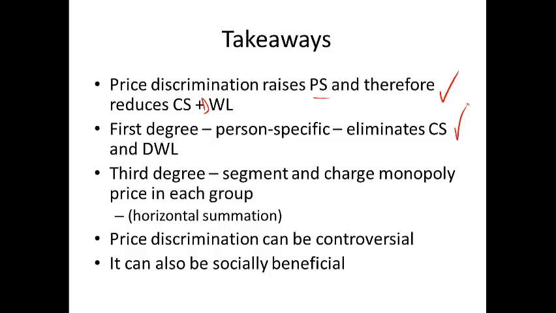Third degree price discrimination, which means segment and charge monopoly prices in each group, is another strategy that can raise profit. And we can sort of do problems that have to do with that, but that requires us to know how to do that horizontal summation here. So I want that to be something you take away, is how to horizontally sum segment demand curves to get an overall demand curve. Last points I'd make, though, are that price discrimination can be controversial, but it can also be socially beneficial. So it's worth thinking about. It's not necessarily bad. It's quite possibly good.